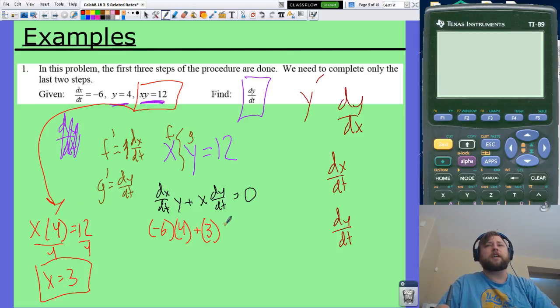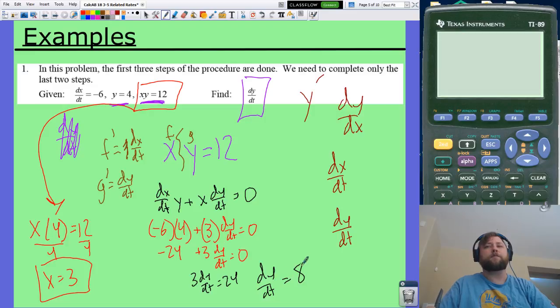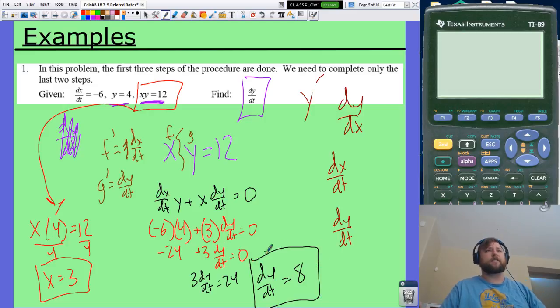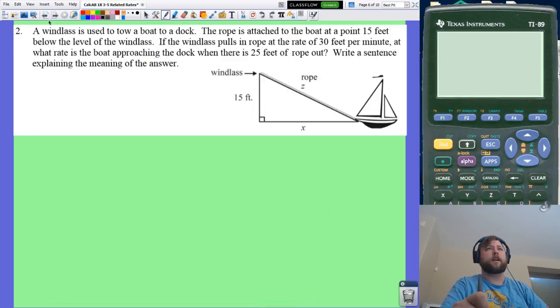So I'll say 3 times dy/dt equals 0. And so this will be -24 plus 3 dy/dt equals 0. Add 24 to both sides, so 3 dy/dt equals 24. So dy/dt, when you divide by 3, equals +8. And that's it. So that's without a word problem. Let's do one with a word problem, and then we'll do more in class.